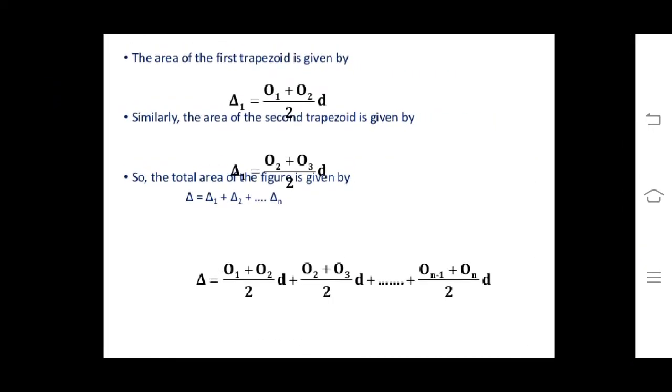The area of the first trapezoid is given by delta 1 or A1 is equal to (O1 plus O2) upon 2 into D. Similarly, the area of the second trapezoid is given by delta 2 is equal to (O2 plus O3) upon 2 into D. So the total area of the figure is given by area is equal to (O1 plus O2) upon 2 into D plus (O2 plus O3) divided by 2 into D up to the last section of the chainage.